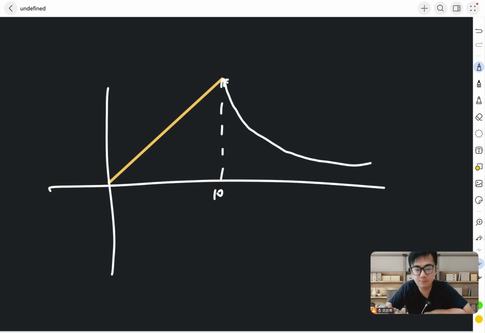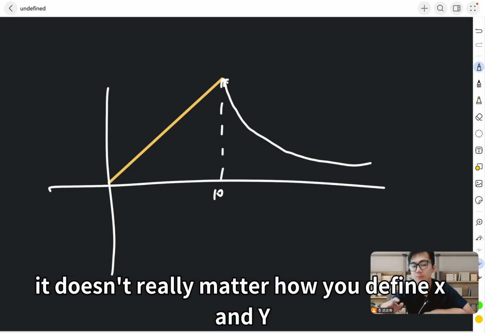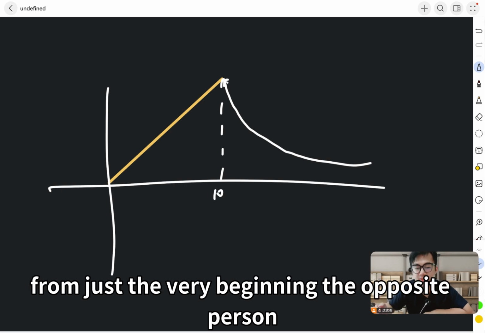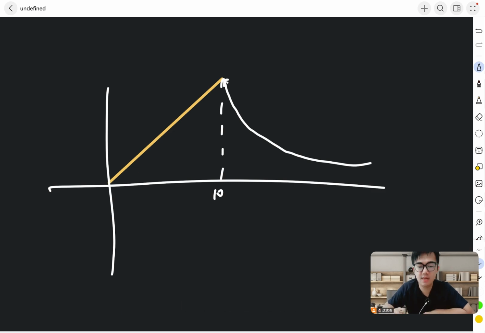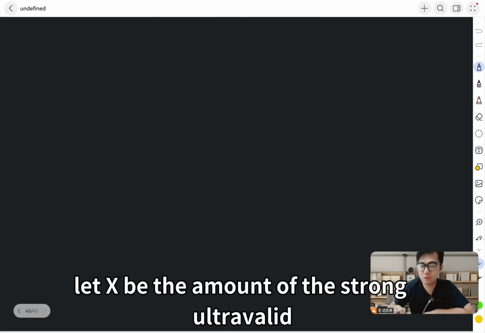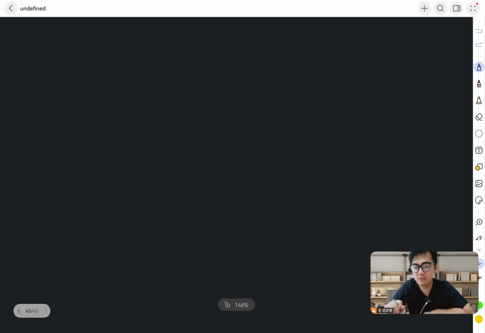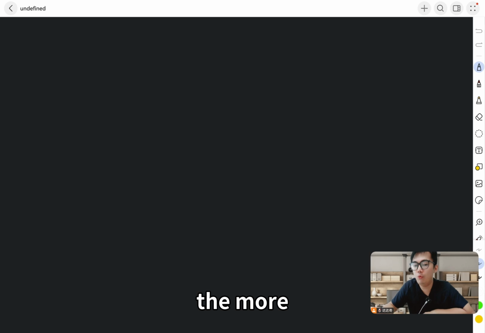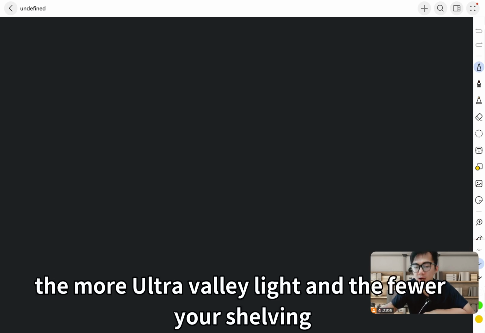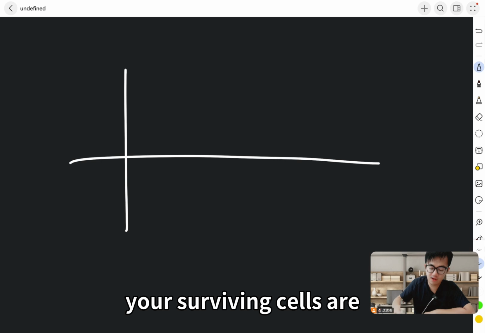It doesn't really matter how you define x and y. From the very beginning, the pattern is opposite: the more x you have, the less y you get. For instance, let x be the amount of strong ultraviolet light you're exposed to, and y be the survival rate of your cells. You will find the more ultraviolet light, the fewer surviving cells you have.